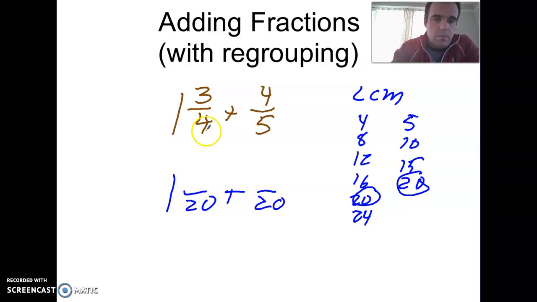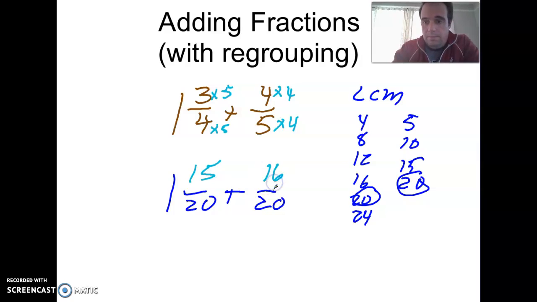Give me some time. 4 becomes 20 by multiplying by 5. So multiply 3/4 by 5 over 5. We get 15 20ths. We do the same thing with 4/5, which multiplies by 4, which is now 16 on top. When we add those, we get 1 and 31 20ths, because 16 plus 15 is 31, and that 1 is still right there. Now this is a funky fraction. 1 and 31 20ths, that's a mixed improper fraction.